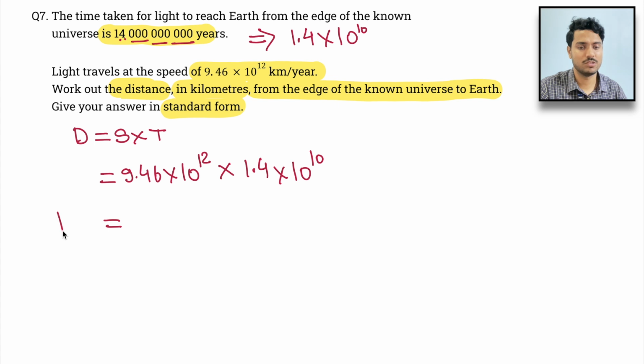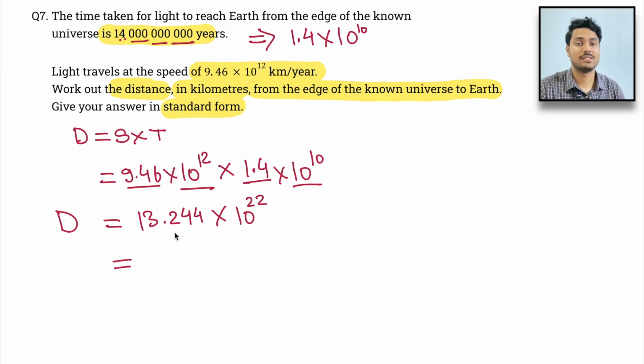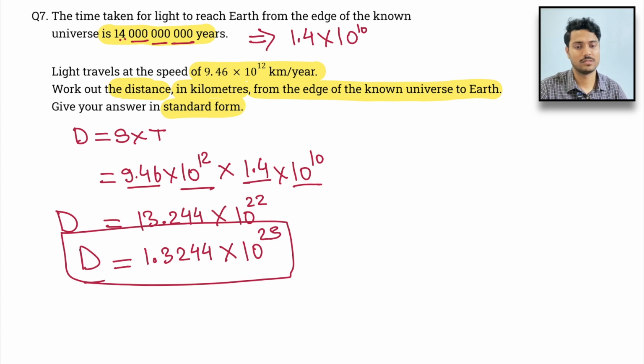And now we have to multiply these numbers to get the distance. The distance will be, let's multiply 9.46 into 1.4 first. 9.46 multiplied by 1.4, and the answer is 13.244 multiplied by 10 raised to 12 into 10 raised to 10. So this is going to be 10 raised to 22. Now this is still not a standard form because the value of k should be greater than or equal to 1 but lesser than 10, and it's 13. That means we will shift this decimal point from here to here. So we can write it as 1.3244 multiplied by 10 raised to 23, and that's the distance, and this is the answer.